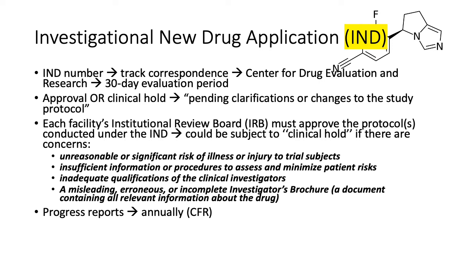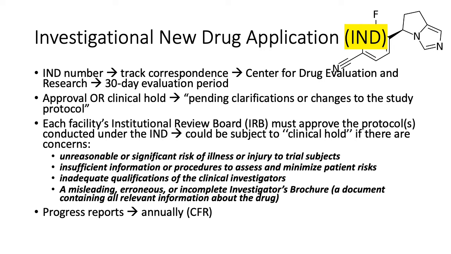violations, like unreasonable or significant risk of illness or injury to trial subjects, insufficient information or procedures to assess and minimize patient's risk, or inadequate qualifications of clinical investigators, or a misleading, erroneous, or incomplete investigator's brochure. And a brochure is a document that contains all relevant information of the drug regarding mechanism of action, activity, effects, side effects, any related information.